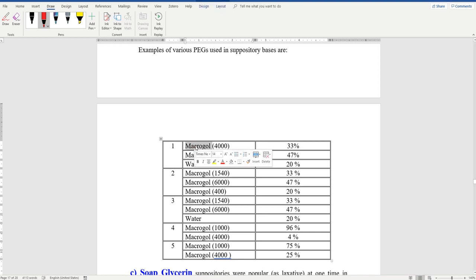Okay, you will see here the name macrogol. Macrogol is the same as PEG. It's the same thing, but in different countries they call PEG a different thing. In some countries they call it macrogol, I think in Germany and Europe, and PEG in some other countries. Okay.